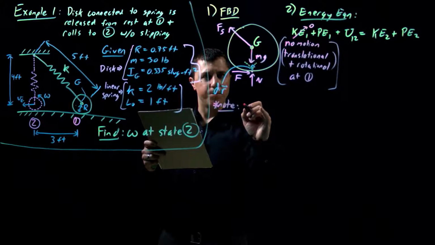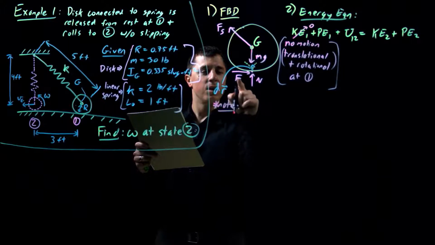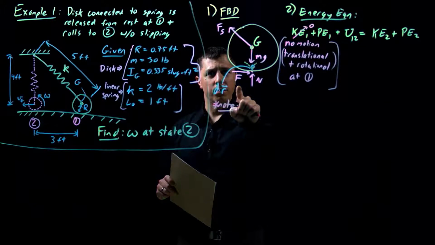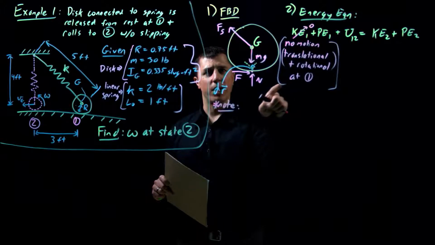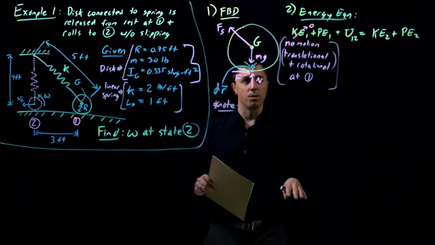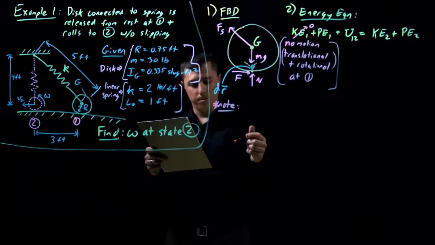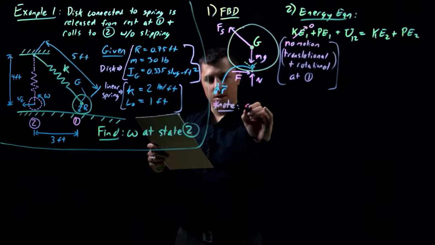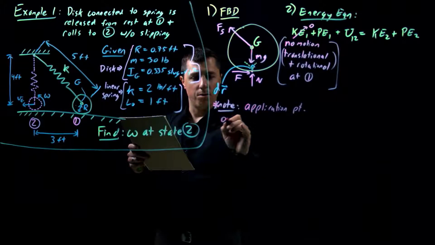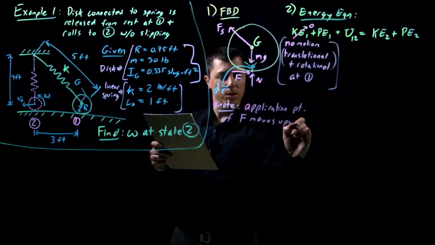So the work is F dotted into dr, the actual friction vector dotted into dr. These are perpendicular to one another. The motion of the point is upward, friction is that way. So the work done by friction is actually 0. The friction does no work. It's just there to give us the rolling motion. The application point of the friction moves upward only.